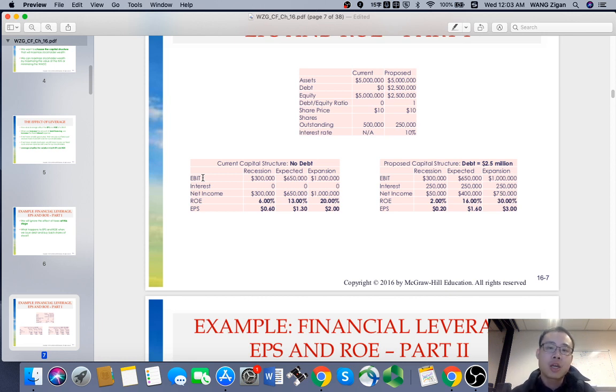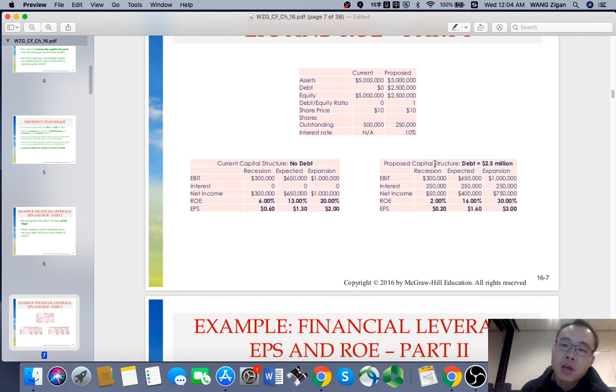This is from the income statement. So the ROE will be net income divided by the equity value. So $1 million divided by 5 million will be 20%, and 300,000 divided by 5 million will be 6%. And the EPS will be net income divided by the number of shares. So it's 300,000 divided by 500,000, and this will be 1 million divided by 500,000, which is 2.